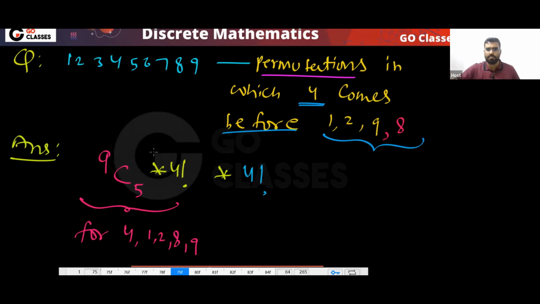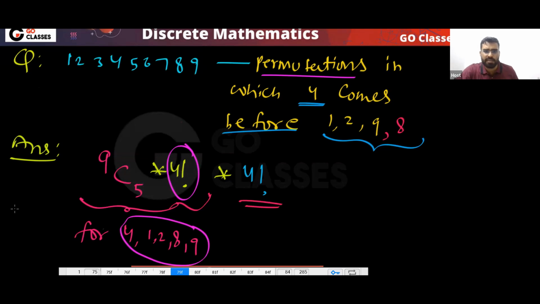Is this clear? Like this you can do, right? Yes or no? Very simple. So these five people can arrange in 4 factorial ways, and the remaining 4 people, they can arrange in 4 factorial ways.